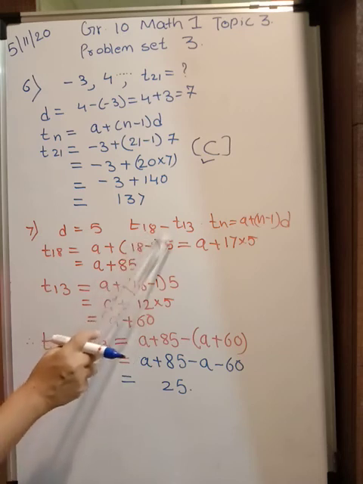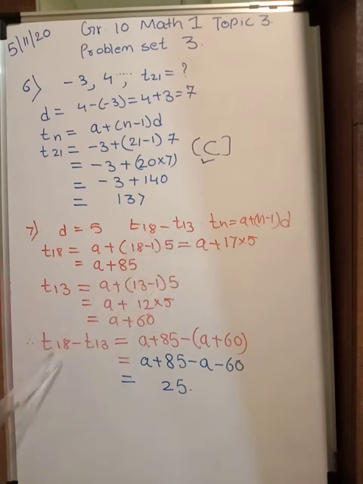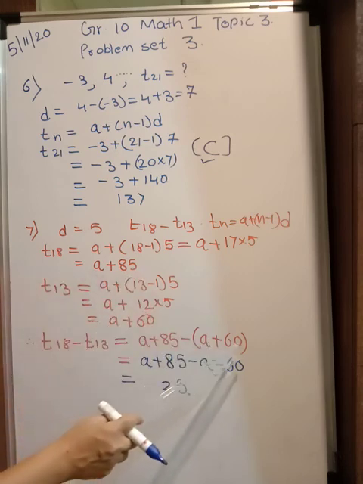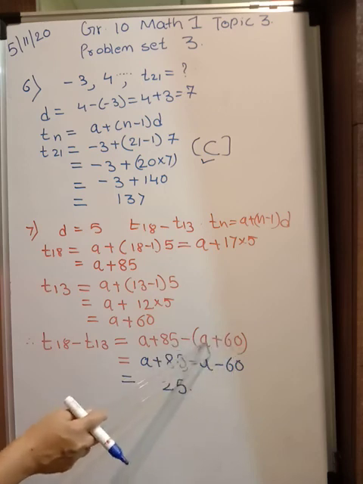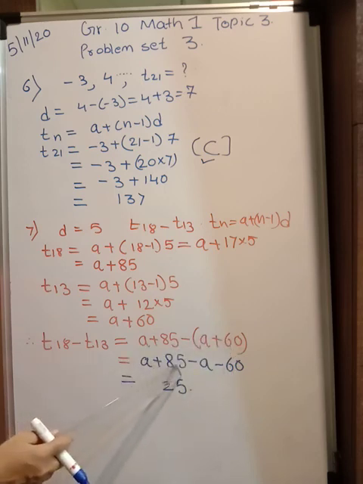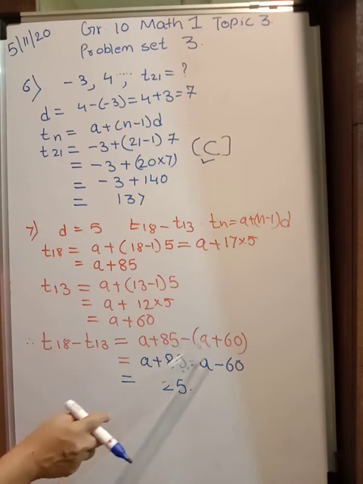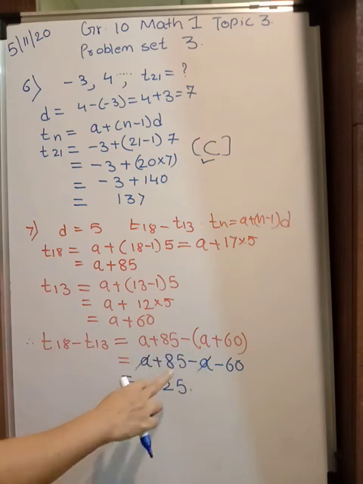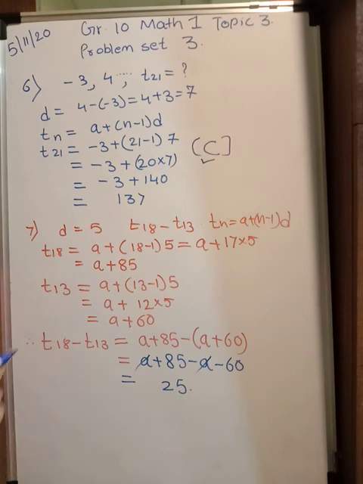What we want? T18 minus T13. So T18 minus T13 will be, T18 is this, A plus 85 minus T13, which is A plus 60. The minus sign goes for both the terms. So you have A plus 85 minus A plus into minus is minus 60. Now plus A minus A will be 0. So A will be cut off. 85 minus 60 is 25. So 25 is the correct option. Seventh one, no? So here 25 is option C. So the correct option is C.